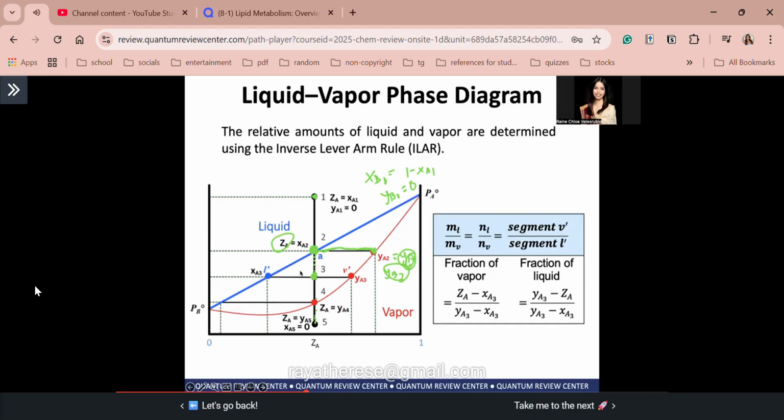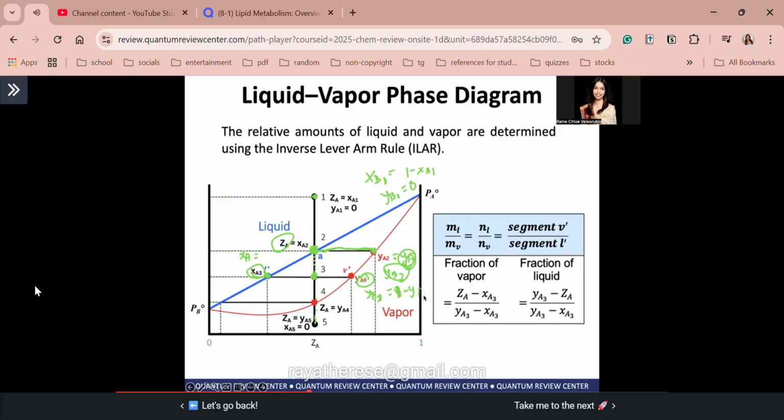So, first, guys, the mole fraction of component A in the liquid phase at point 3 is just XA3, whatever the value is here. Then, the mole fraction of component A in the vapor phase at point 3 is just equal to YA3. So, what about XB3? Again, it's just equal to 1 minus XA3. And for YB3, the mole fraction of component B at point 3, that is equal to 1 minus YA3.